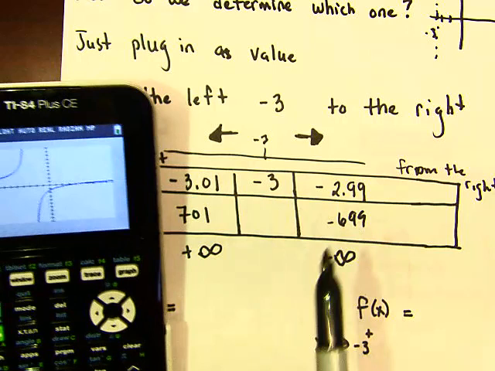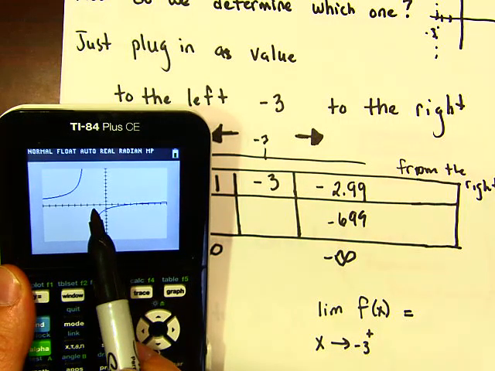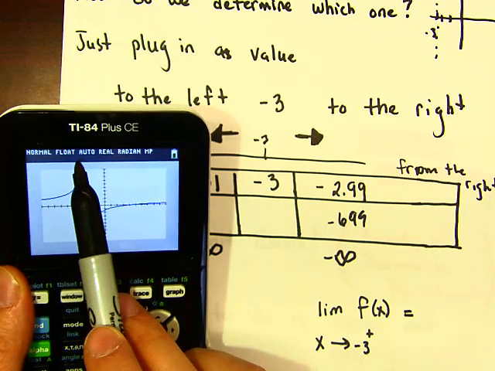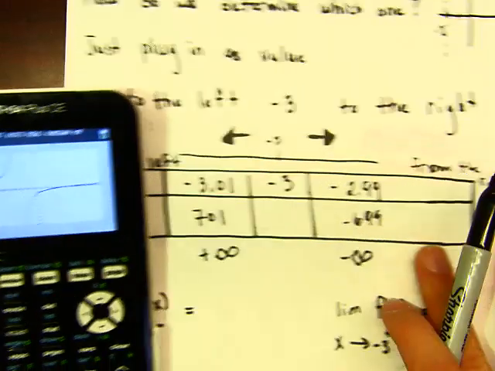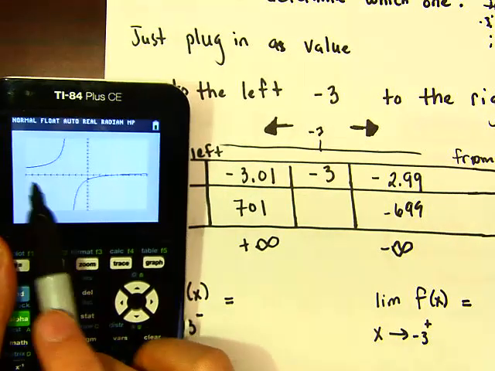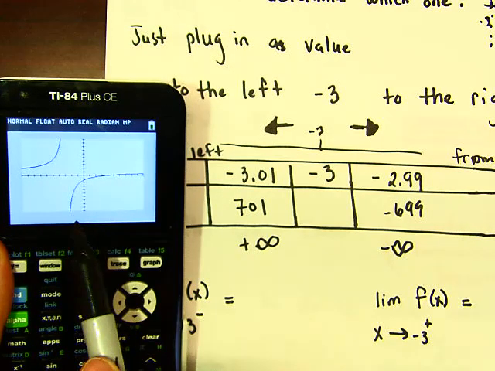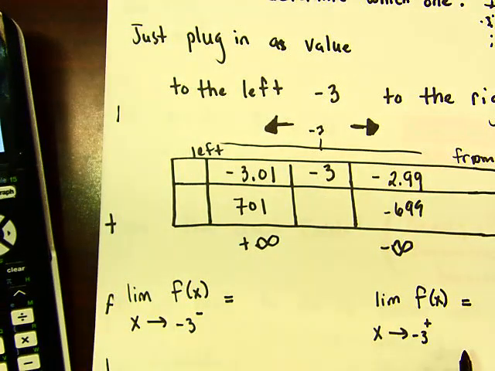If I hit graph, notice that at -3, this is -1, -2, -3. Notice that from the left, it does go to positive infinity, right? Didn't we just say that? From the left, it does go to positive infinity. And notice that from the right, it does go to negative infinity. So this little idea of plugging in the number works.